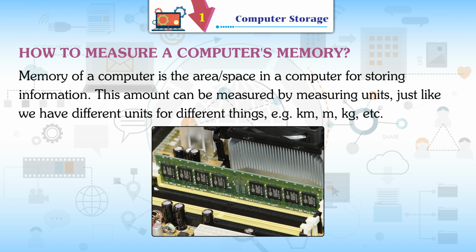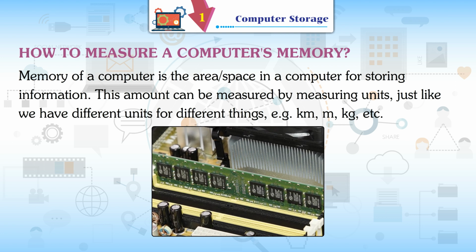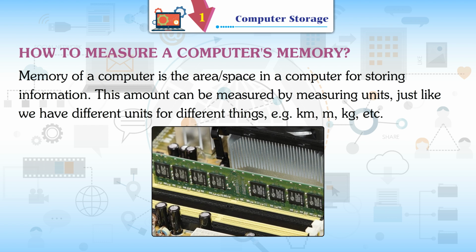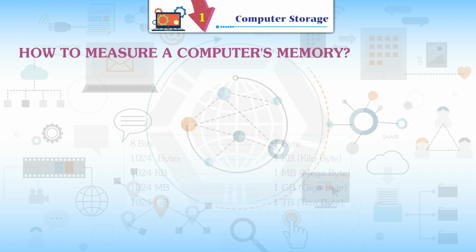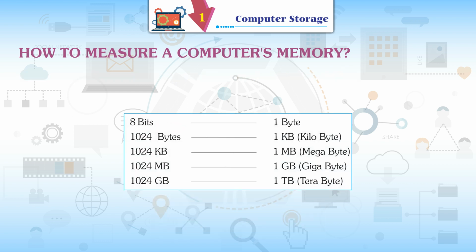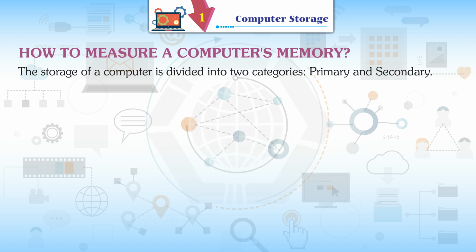Just like we have different units for different things, for example kilometer, meter, kg, etc. Some important memory measuring units are given below. 8 bits, 1 byte. 1024 bytes, 1 kilobyte. 1024 KB, 1 MB. 1024 MB, 1 GB. 1024 GB, 1 TB. The storage of a computer is divided into two categories, primary and secondary.